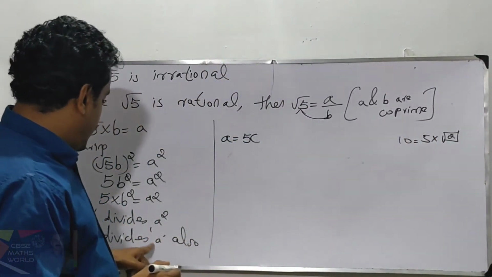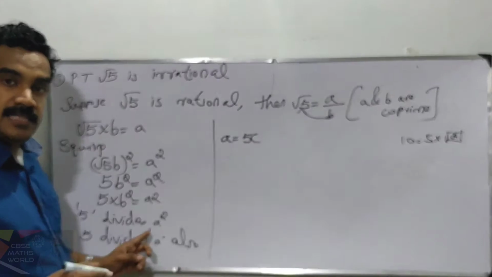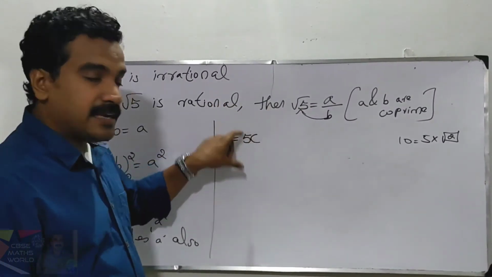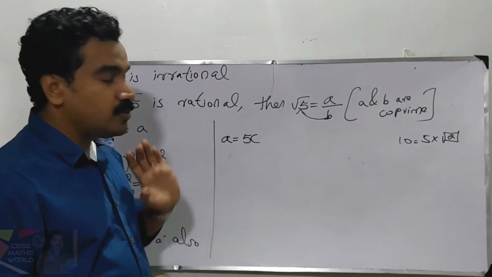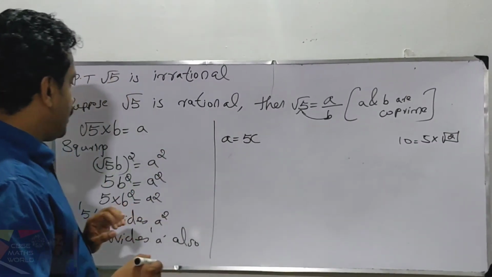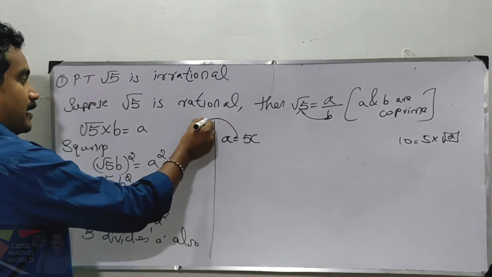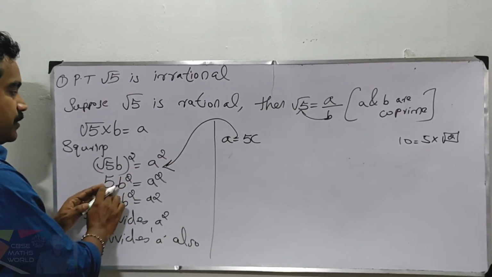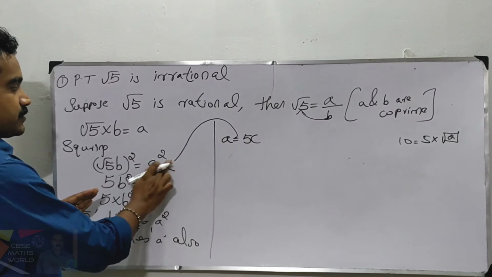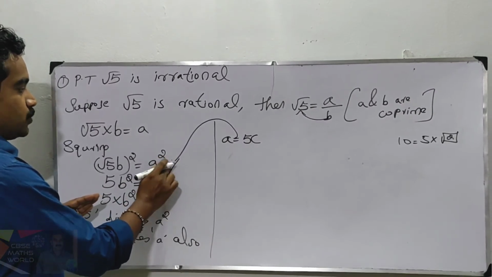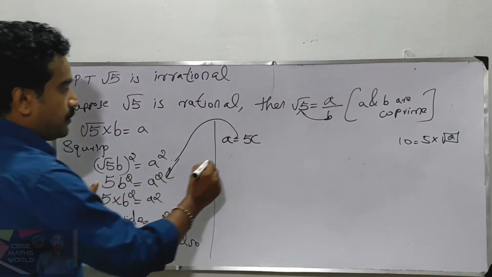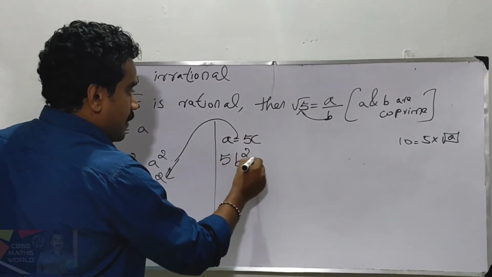Same way, if 5 divides a, then it means that a equals 5 into something. The something we are writing as c. So a equal to 5c. What is the value of a? a equal to 5c. Then we are substituting here, in 5b square equal to a square, a equal to 5c.